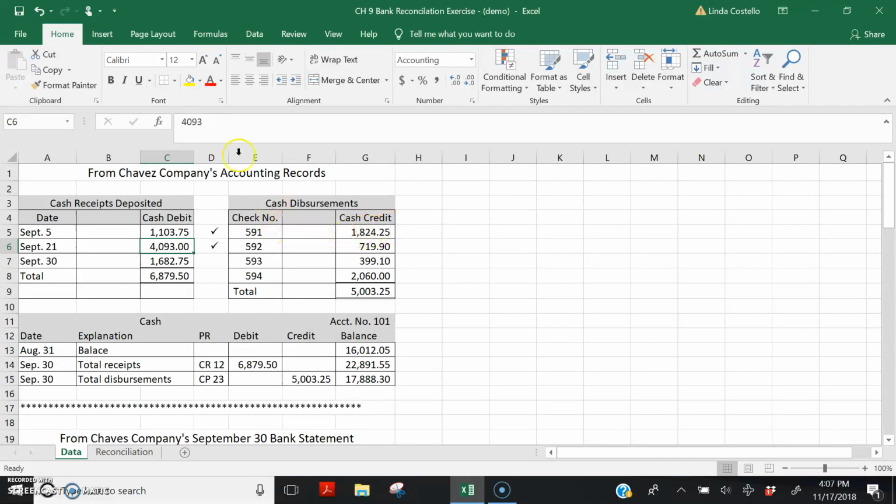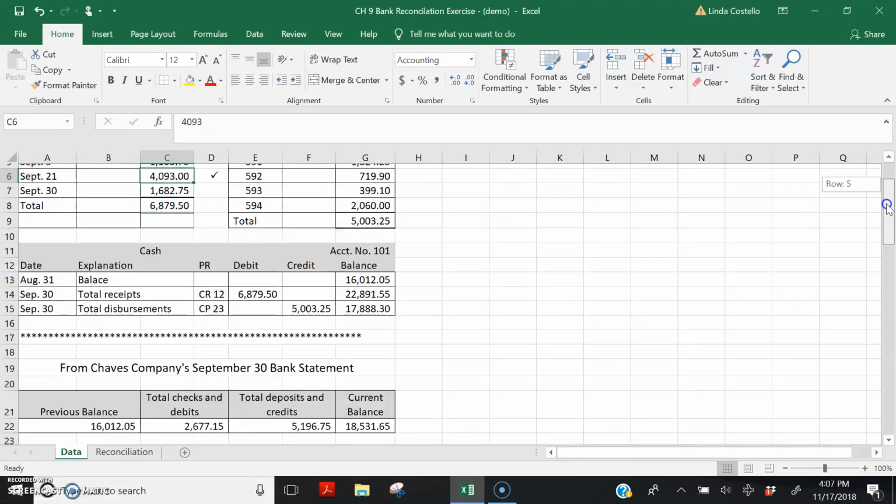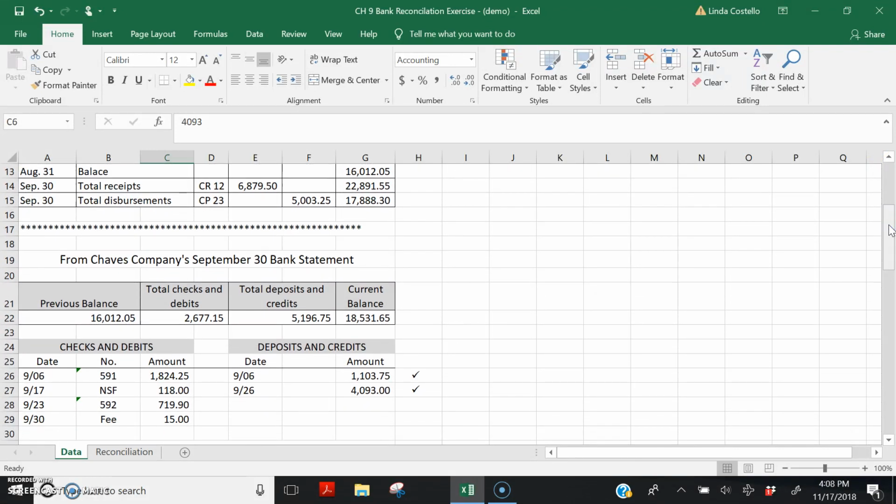The next item on the books is a receipt in the amount of $1,682.75, deposited on September 30th. Has this deposit cleared the bank? No. We cannot put a check mark next to the amount.